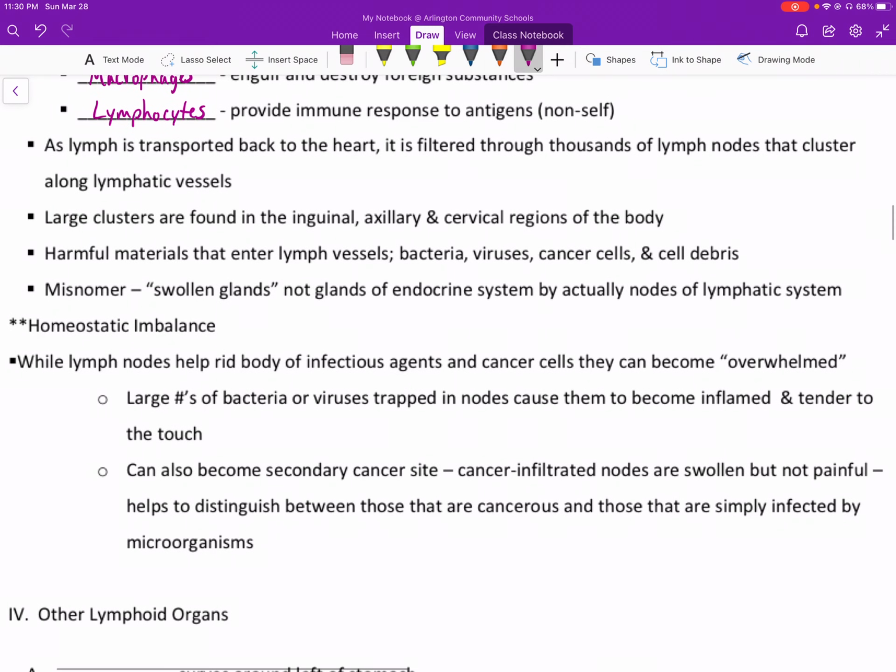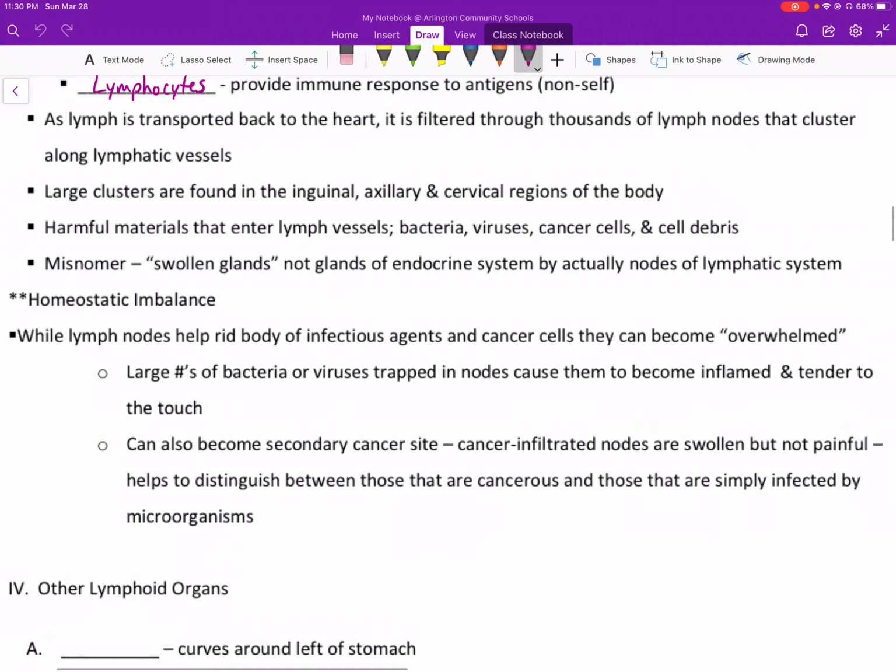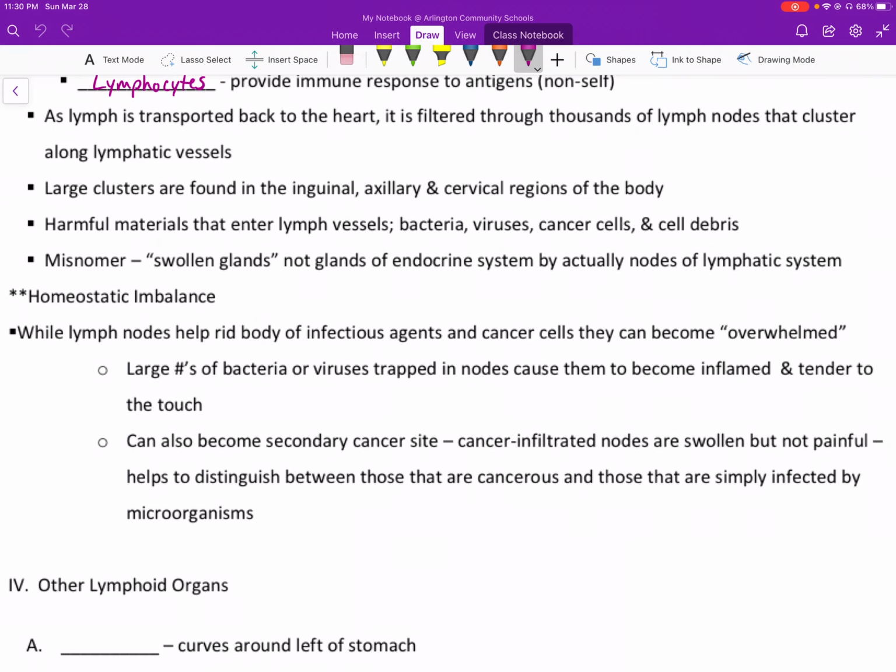So as lymph is transported back to the heart, it is filtered through thousands of lymph nodes in clusters along the lymphatic vessels.